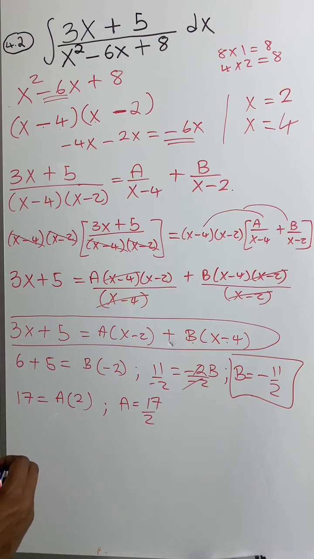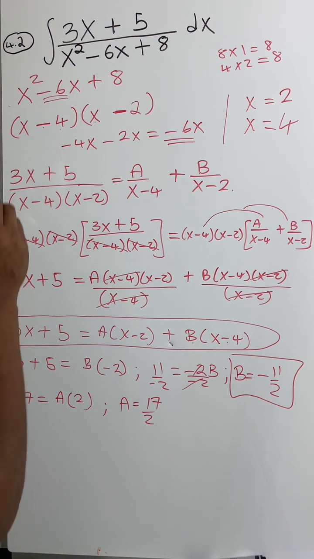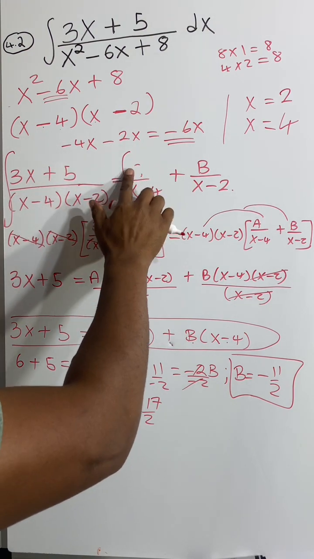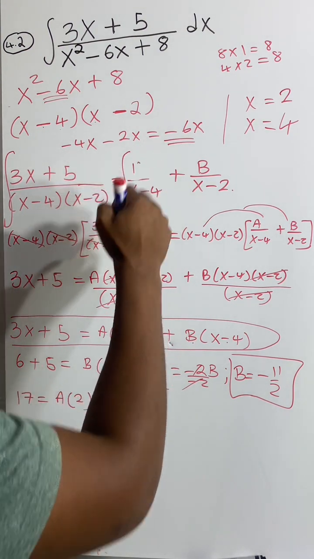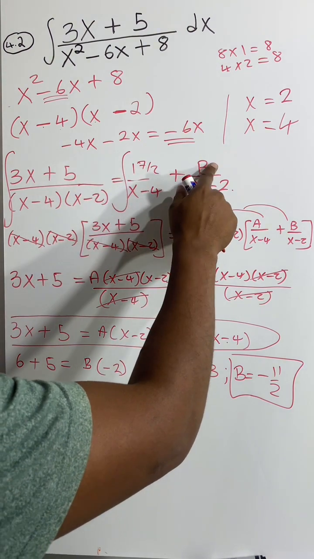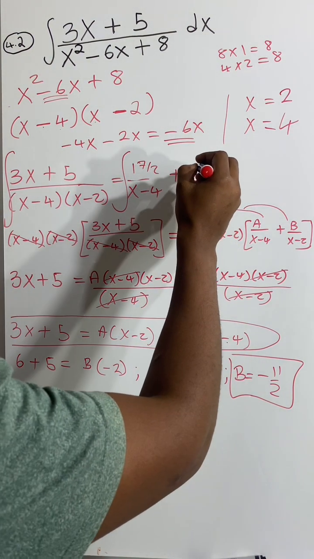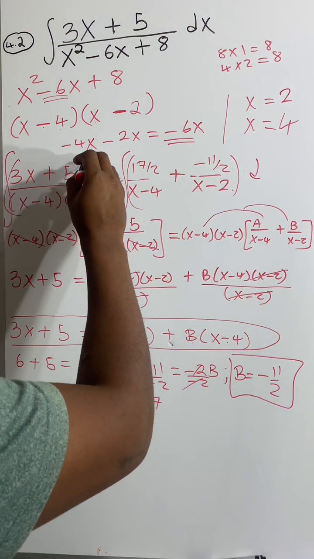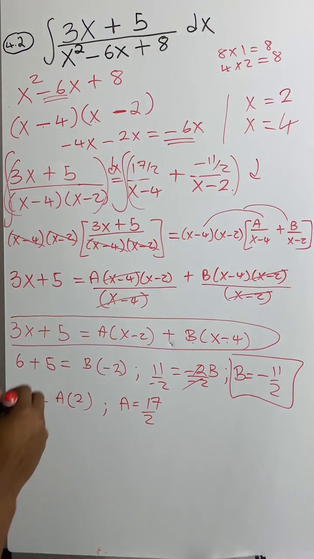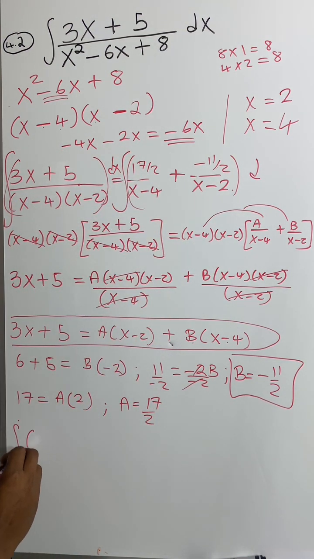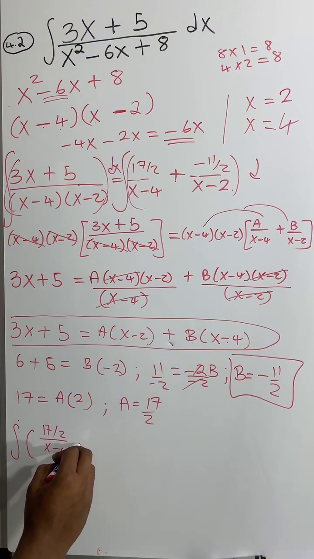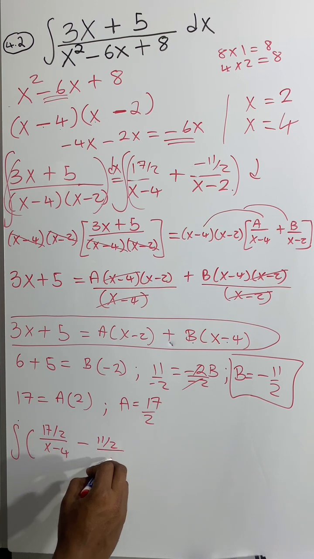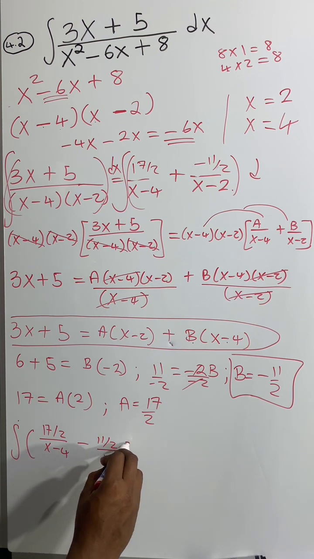So we will have the integral of a over x minus 4 plus b over x minus 2. We said that a is 17 over 2, and we said that b is equal to negative 11 over 2. So this integral will be the same as that. So let's integrate 17 over 2 over x minus 4 minus 11 over 2 divided by x minus 2 dx.